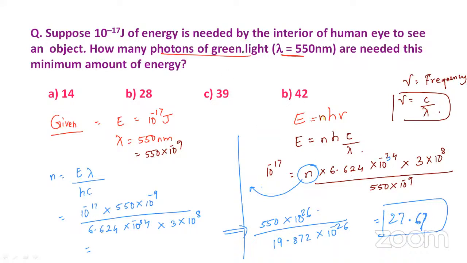What is the answer? Option B. Yes, option number B. So 27.67, which is nearer to 28. If we round this off, it will become 28. So option number B. Understood? Is it clear? Very simple calculation. You just have to see what all things are given in the question and apply. Okay, fine. So option number B is the answer.